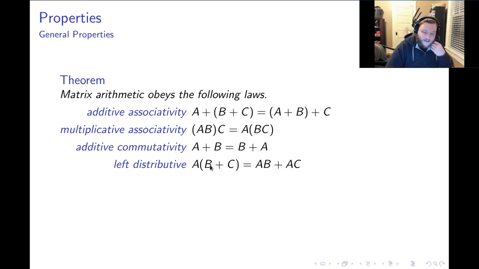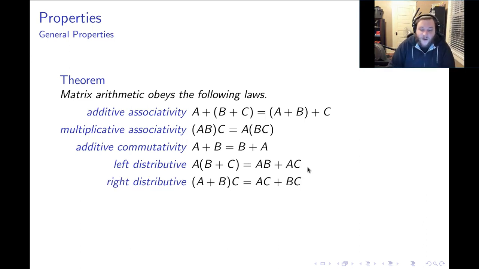So let's say that we decide to add two matrices, B and C, together, and then we wish to multiply by matrix A on the left. The left distributive law says that's totally fine, and in fact, that's the same thing as first multiplying A times B, and then multiplying A times C, and then adding the results up. So we can distribute matrix multiplication from the left. We also have a right distributive law. So if we want to add A and B together and then multiply on the right by C, that's the same thing as multiplying A times C and then B times C and adding the two results together. So not only can we distribute from the left, we can also distribute from the right.